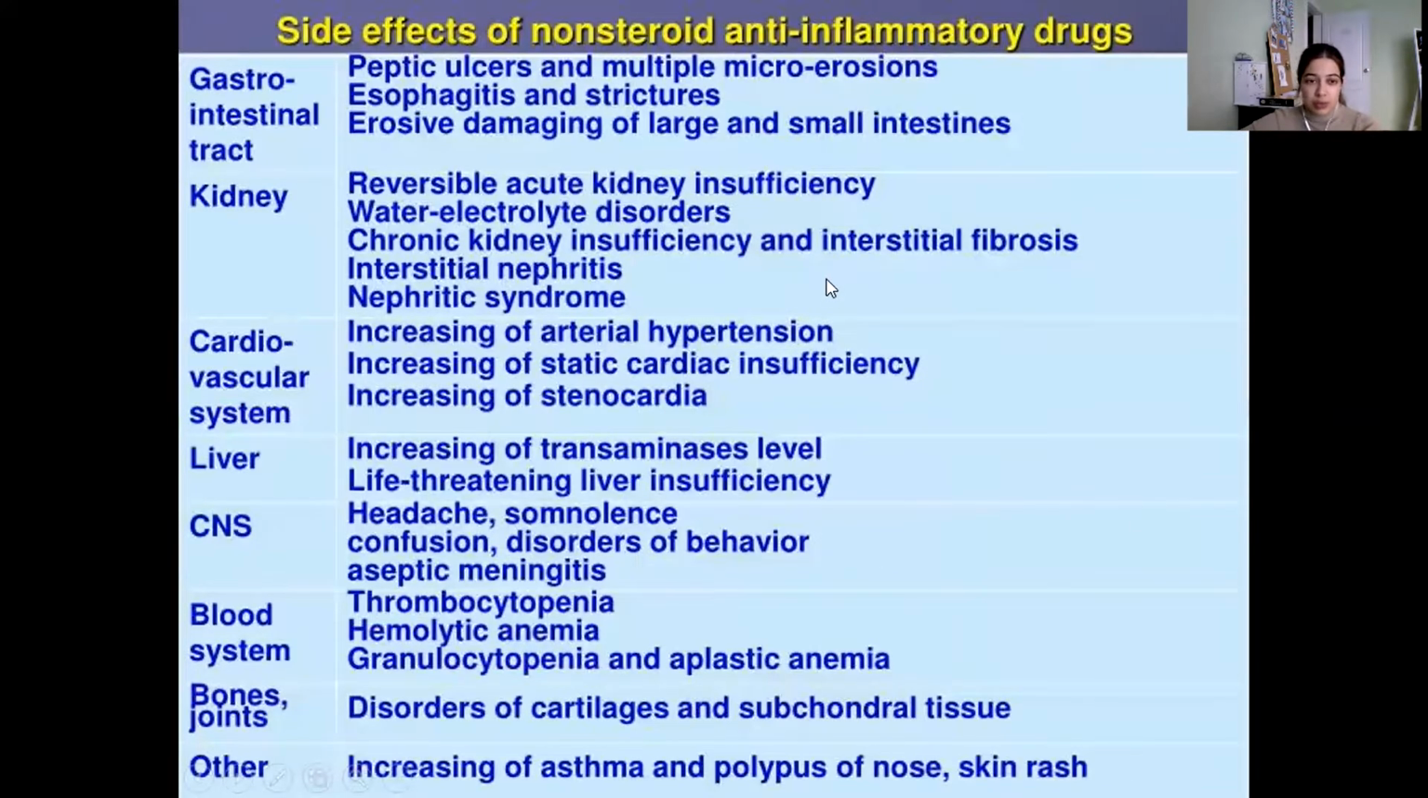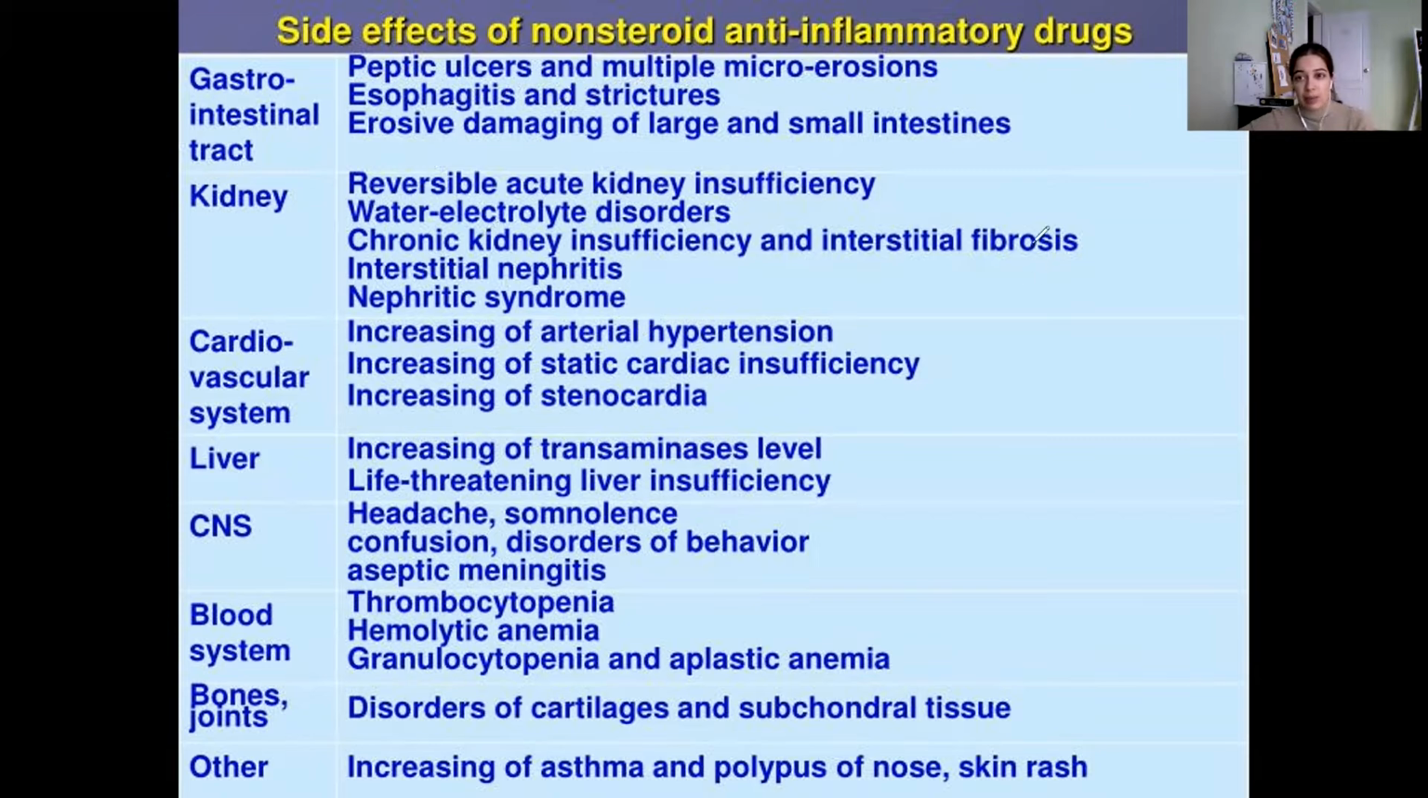Non-steroid anti-inflammatory drugs also have many side effects, and a very important side effect of them is gastrointestinal toxicity. What happens in the case of non-steroid anti-inflammatory drugs? People develop peptic ulcers and multiple microerosions in the stomach, esophagitis, and so on.